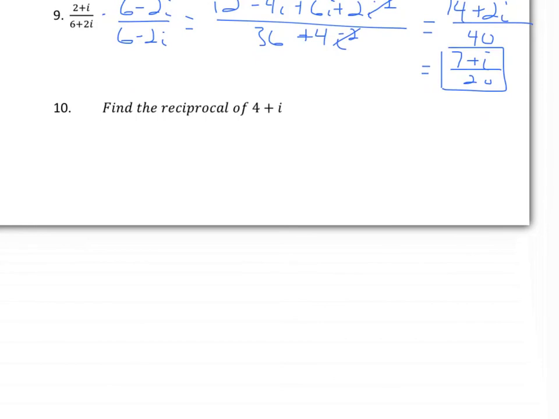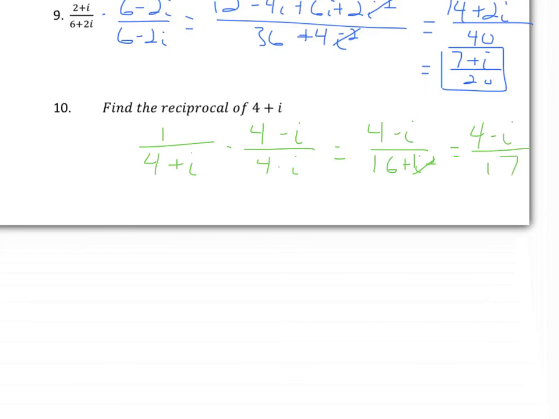Now number 10 is just finding the reciprocal of 4 plus i. It's just one more final little reciprocal, or conjugate problem. So we need to find 1 over 4 plus i. Obviously, we don't want to keep it like that. We need to rationalize because we can't have that i in the denominator, so multiply by the conjugate. And we have 4 minus i over 16 minus i squared, which is the same as plus 1. So the final answer is 4 minus i over 17.